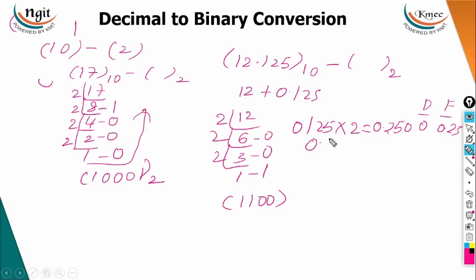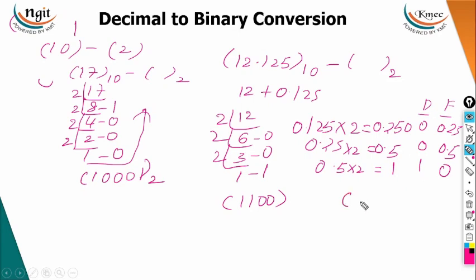Now again multiply 0.25 with 2. So what am I going to get? I am going to get 0.5. So the integer value is 0, fractional value is 0.5. Again multiply 0.5 with 2. You are going to get 1. So the integer value is 1, fractional value is 0.